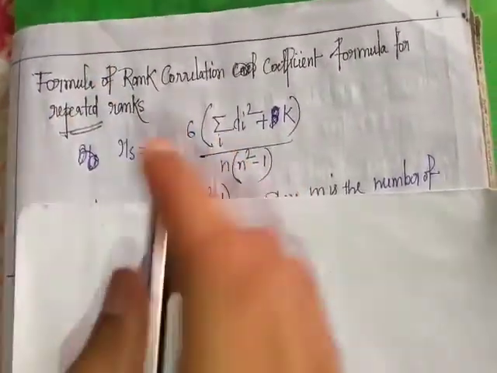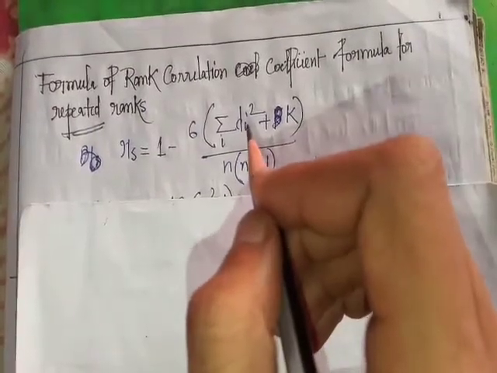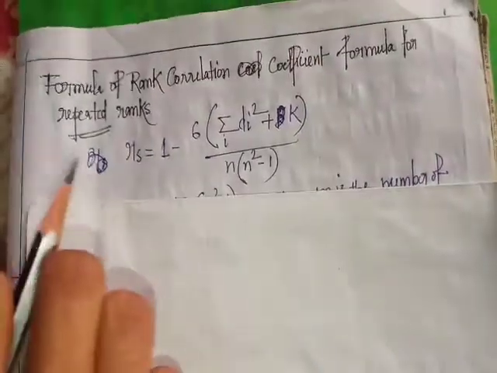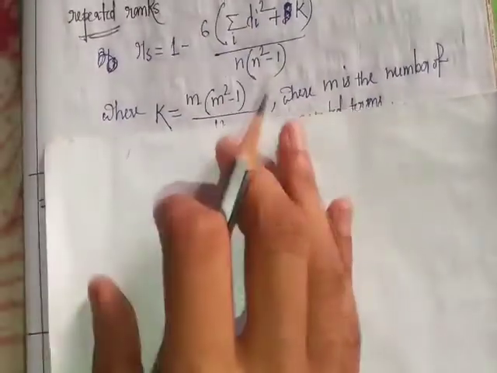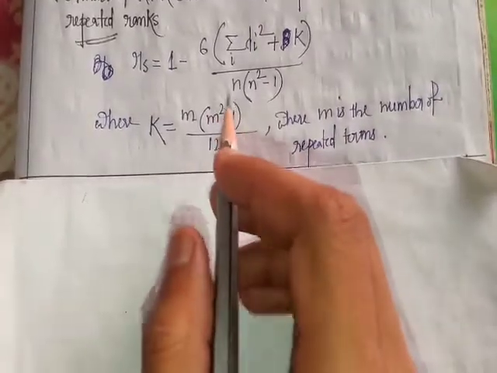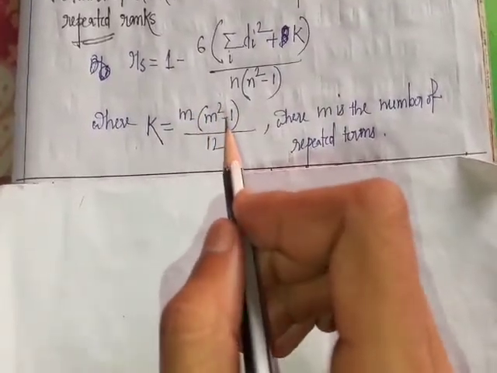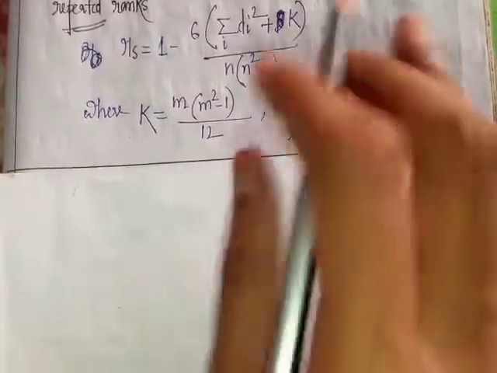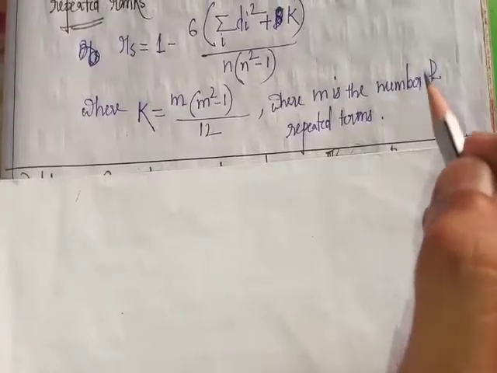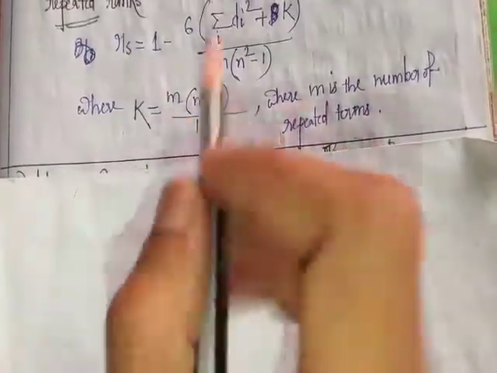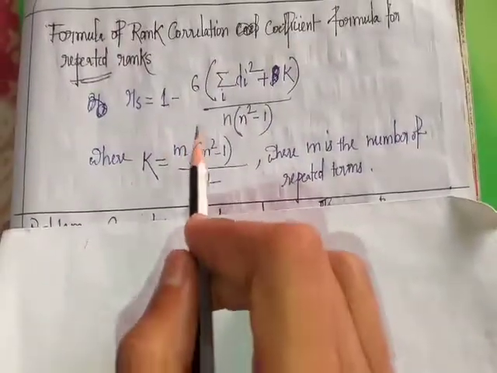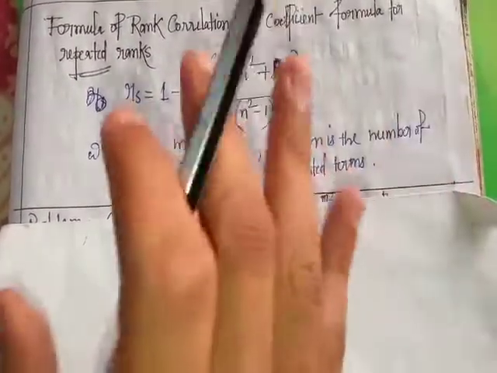1 minus 6 into summation over i di square plus k by n into n square minus 1, where k is m into m square minus 1 by 12, and n is the number of data, where m is the number of repeated terms. m is the number of repeated terms and n is the number of data, and this is the formula of rank correlation coefficients for repeated ranks.